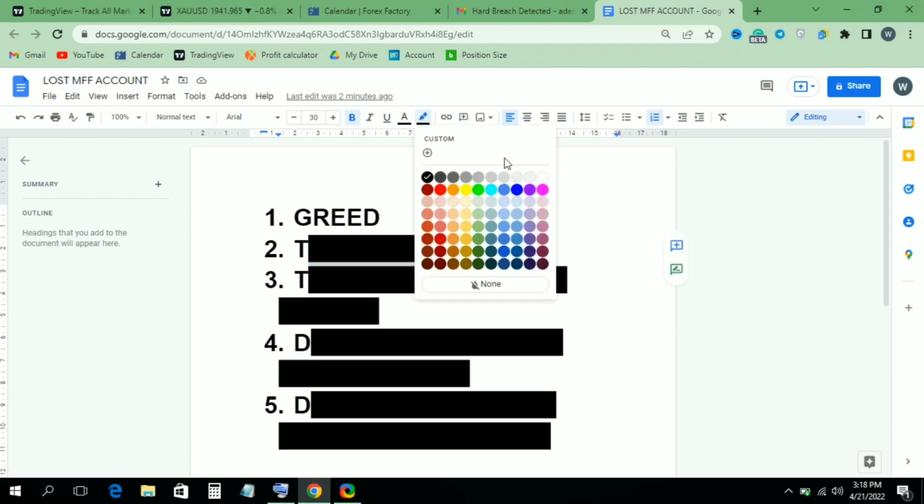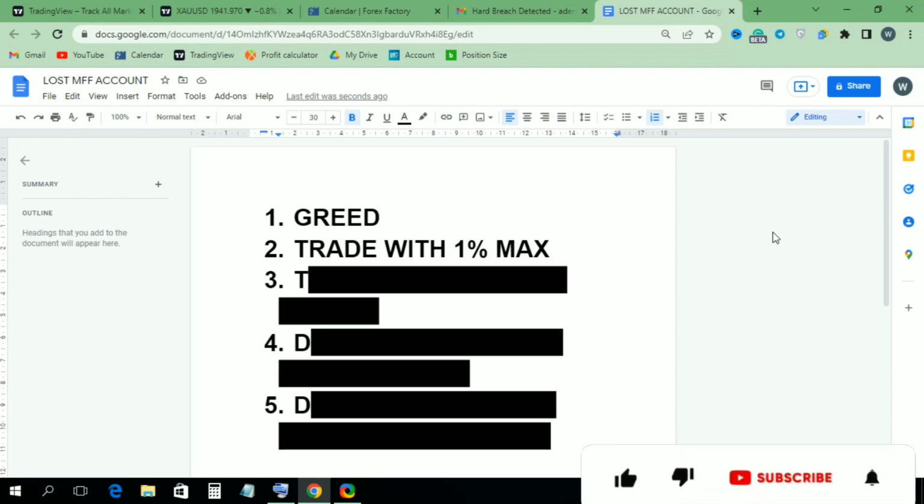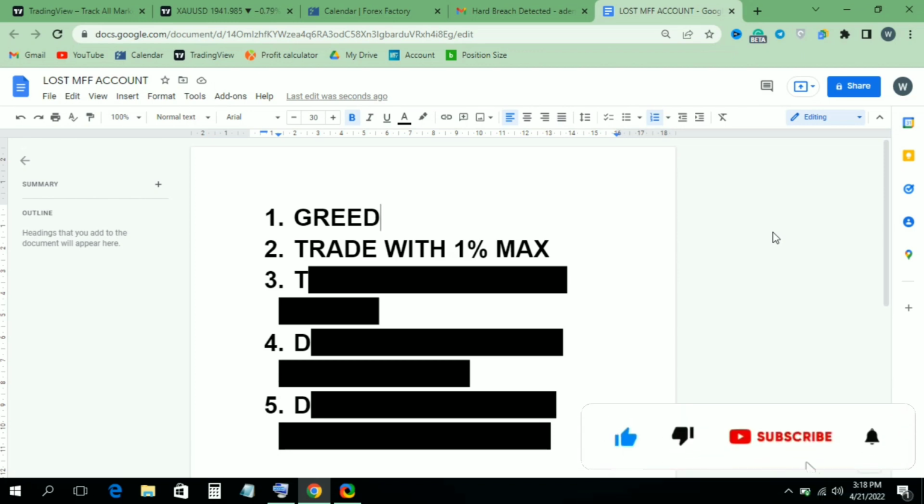The next one is to trade with 1% of the account maximum. Don't trade with more than 1%. If you do, you are putting a lot of risk on yourself, because if you are trading a funded account and your first trade is a loss, you won't be inspired to keep trading. Then you start thinking of recovering the account and making more profit, and that is going to affect your psychology. Personally, I won't advise you trade with more than 1% of your account.